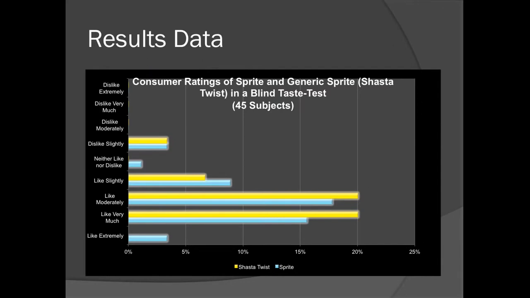So as you can see from this chart, the data shows that Shasta Twist and Sprite were fairly equal in the test, with the exception of a few people who rated Sprite as the highest. This is significant because our data shows that out of the 45 subjects, 40 of them actually said they preferred Sprite over Shasta Twist.